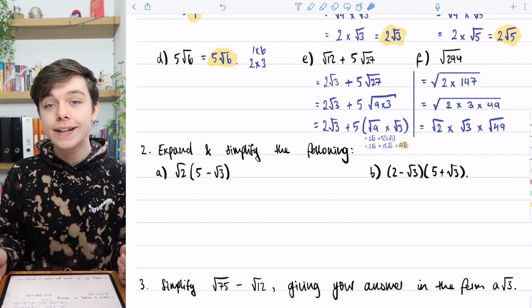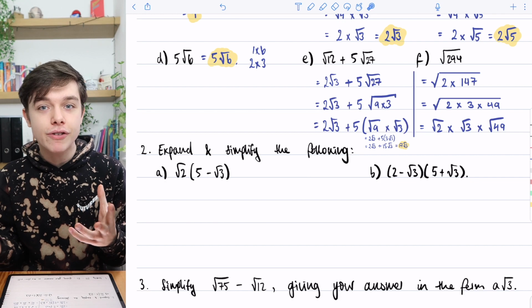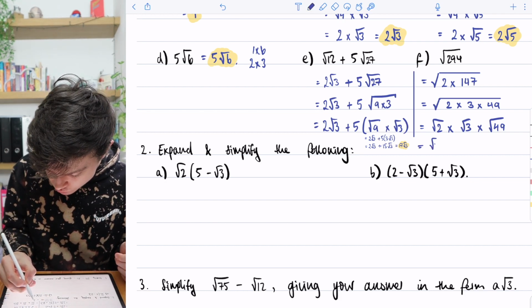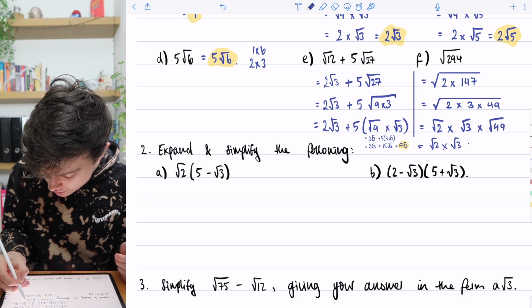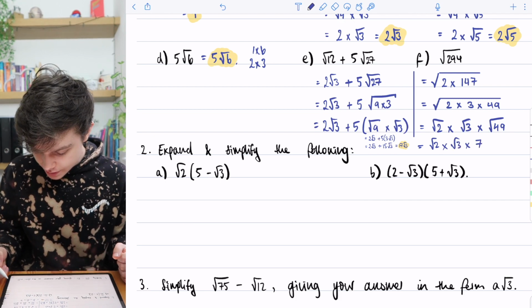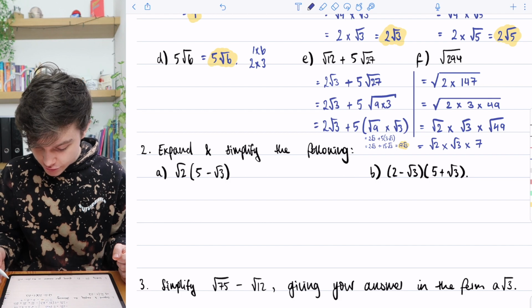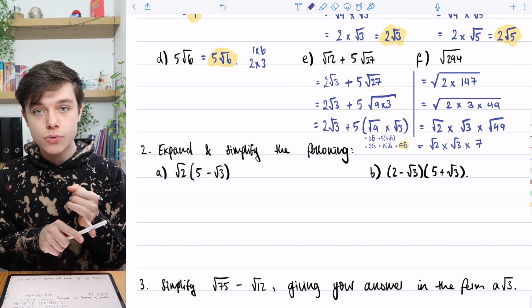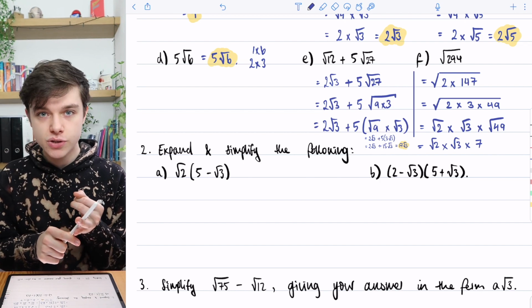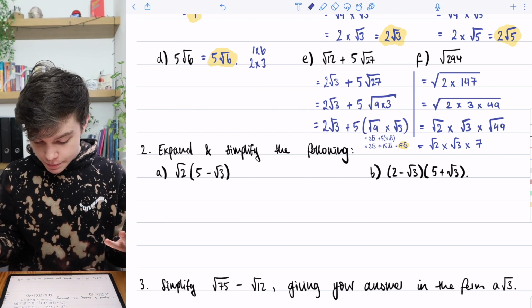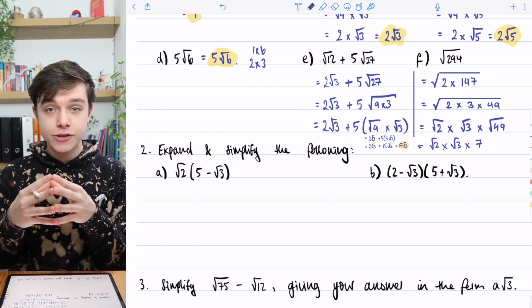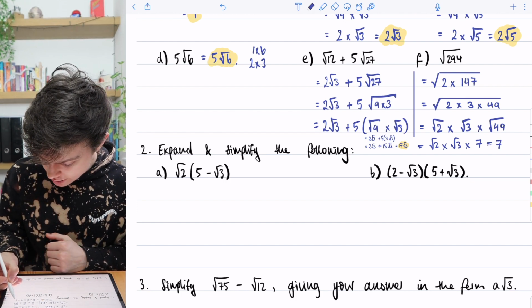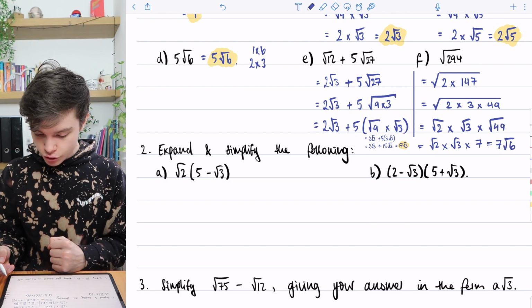And we know what the square root of 49 is. Well, the square root of 49 is 7, because 7 times 7 gives us 49. So we can write that as root 2 times root 3 times 7. So then we can think, right, can we simplify the square root of 2? And can we simplify the square root of 3? No, we can't, because we can't take a square number out of 2 or 3. So all I'm actually going to do is write that as 7 root 6.